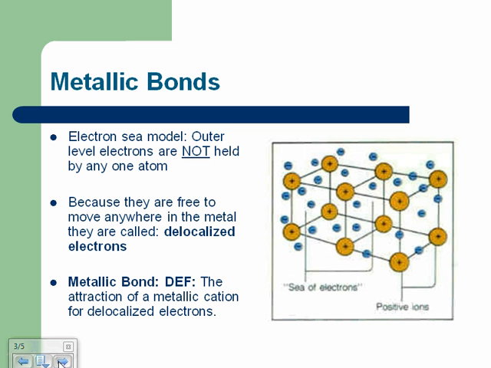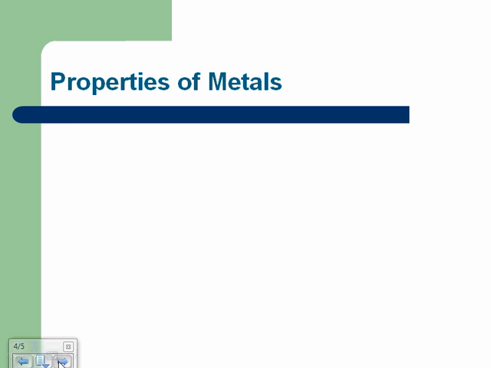So again, these electrons, they're free to move all over the place. They can weave in and out, go in between them, and move around. This creates some pretty unique properties with metals. Gives them a lot of the properties that they have.